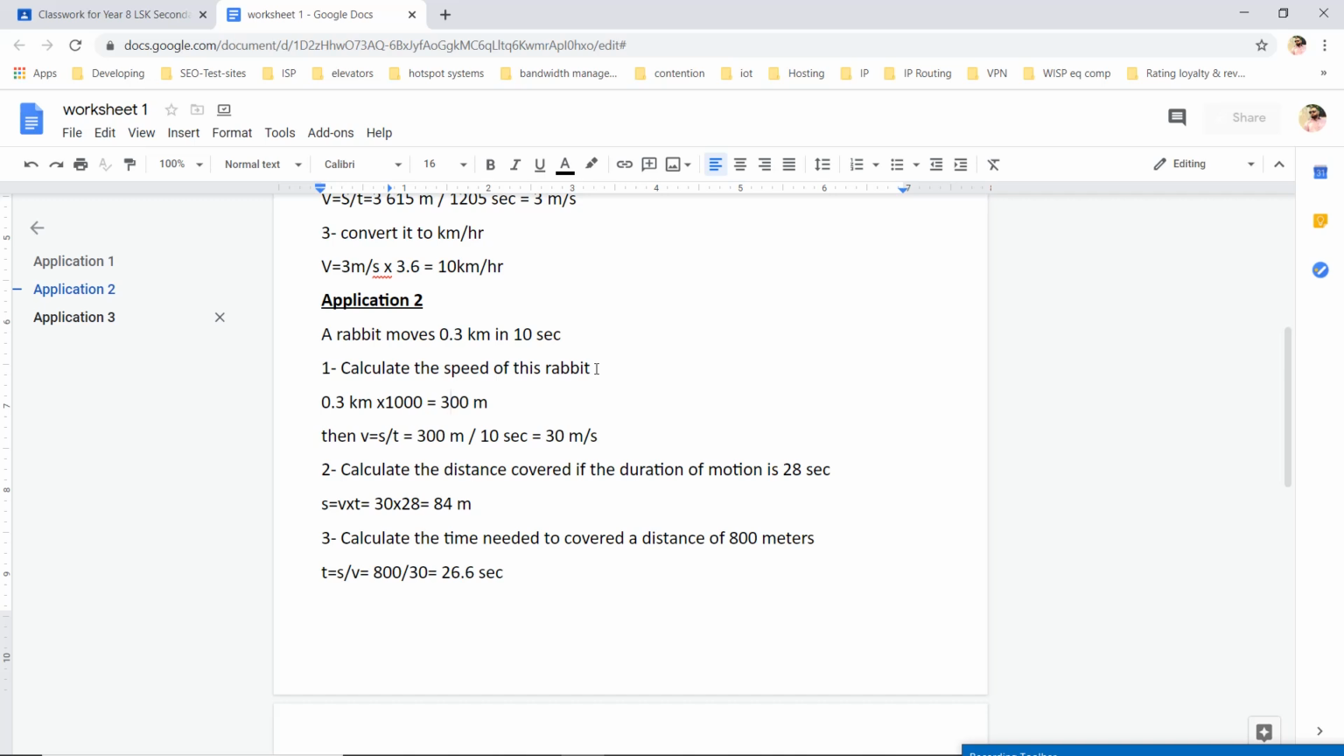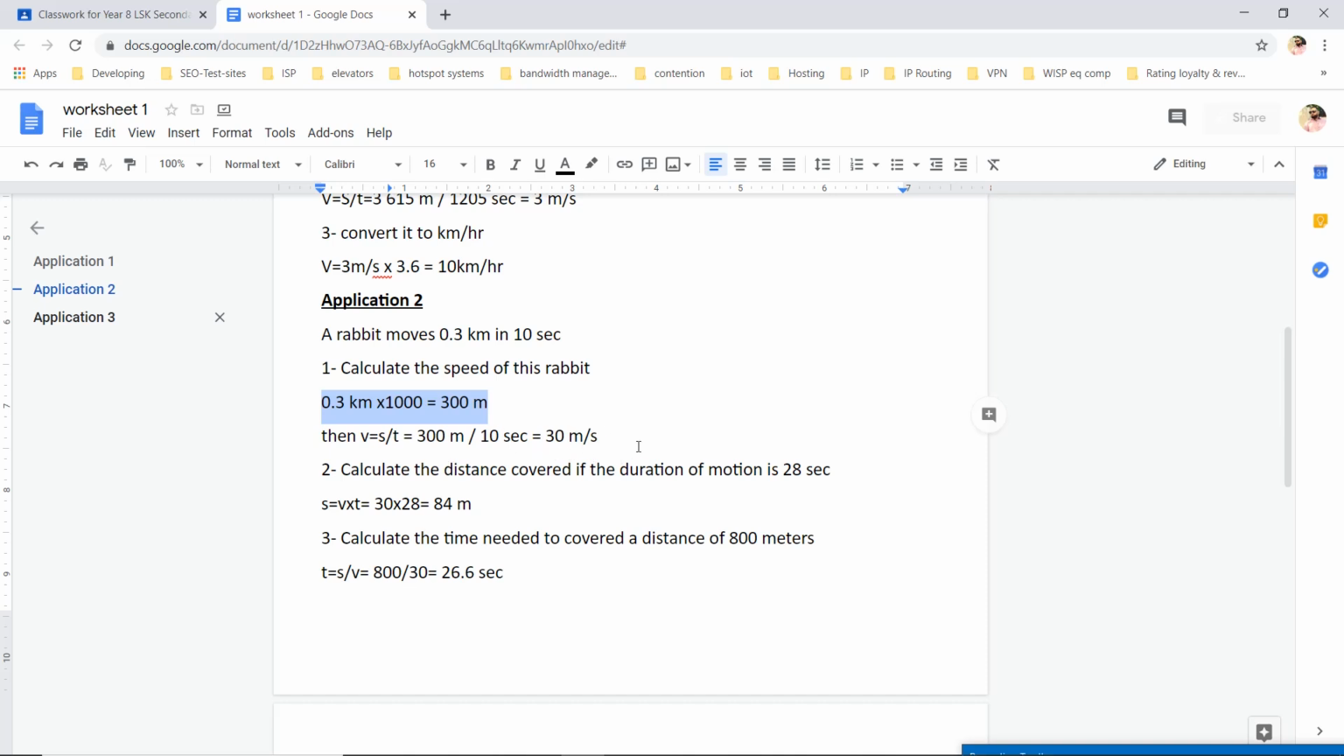So the speed is equal to distance divided by time, so v is equal to s divided by t. But what is the value of s? I must use 0.3, or I must convert it. I prefer to convert it into meters, which is the correct way. So I must multiply by 1000 to convert the distance before I apply the rule. 0.3 times 1000 is equal to 300 meters. So I can use meters and seconds. v is equal to s divided by t, 300 divided by 10 is equal to 30 meters per second.